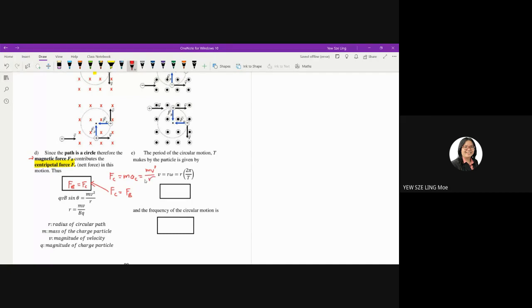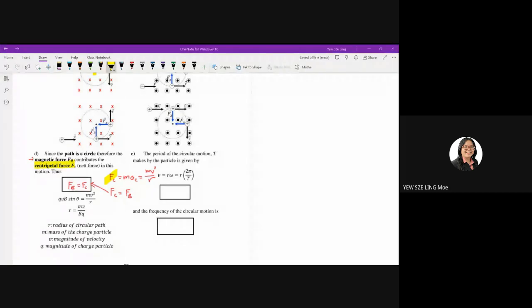So once again, we go back to Sem 1 knowledge. In Sem 1, we learned that FC equals MAC equals MV squared over R. And now we try to identify what is the force that causes my object to move in a circular motion. All right. So remember, FC is not any specific name. It just represents the net force that causes the object to move in circular motion. FC's meaning, do not forget.